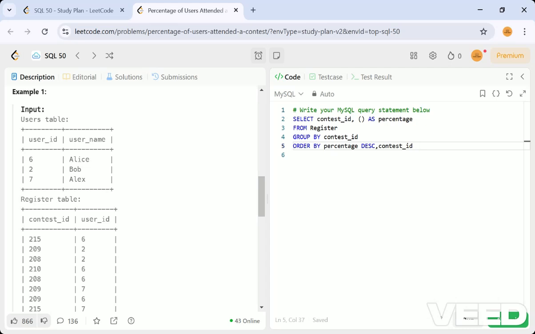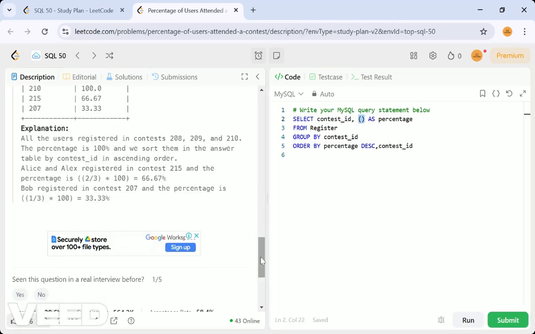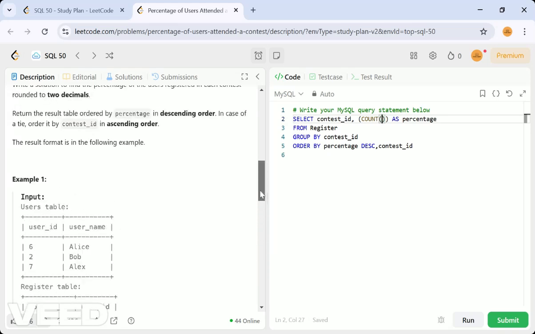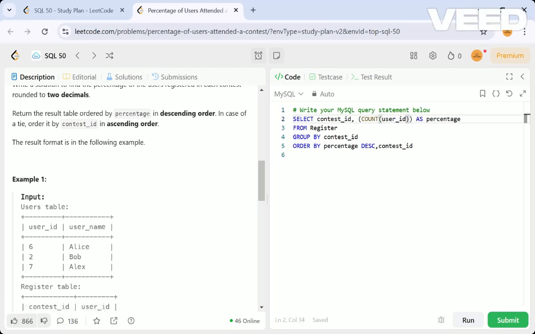So now let's see what will come here, how we'll be calculating the percentage. If you see this, you will definitely understand what we are actually doing. Firstly we have to get the count of the total number of contests we have, not the number of contests, the total number of users we have.